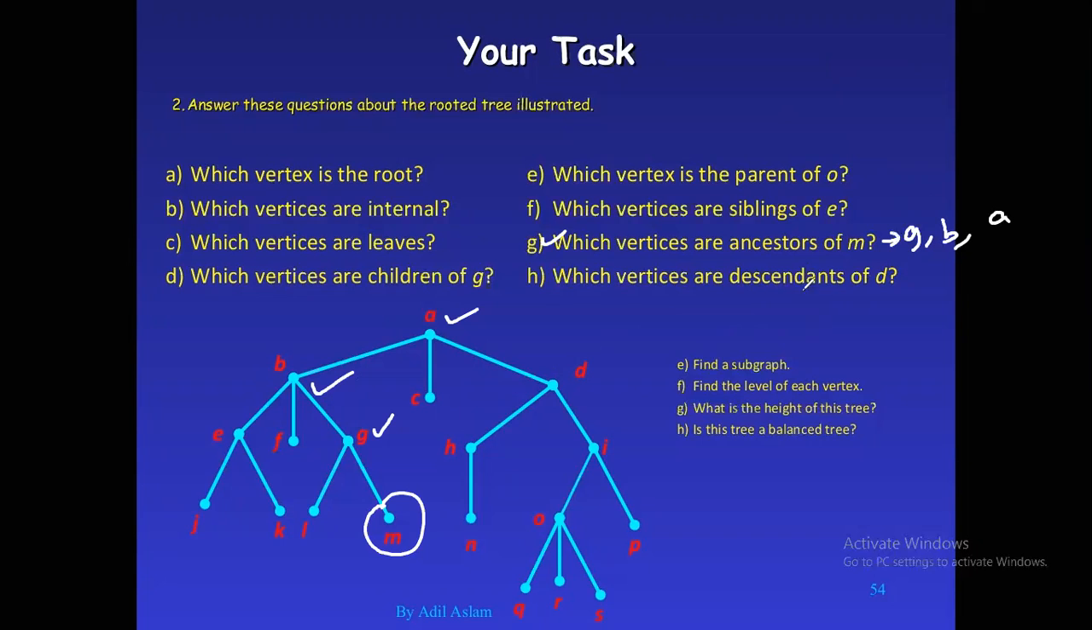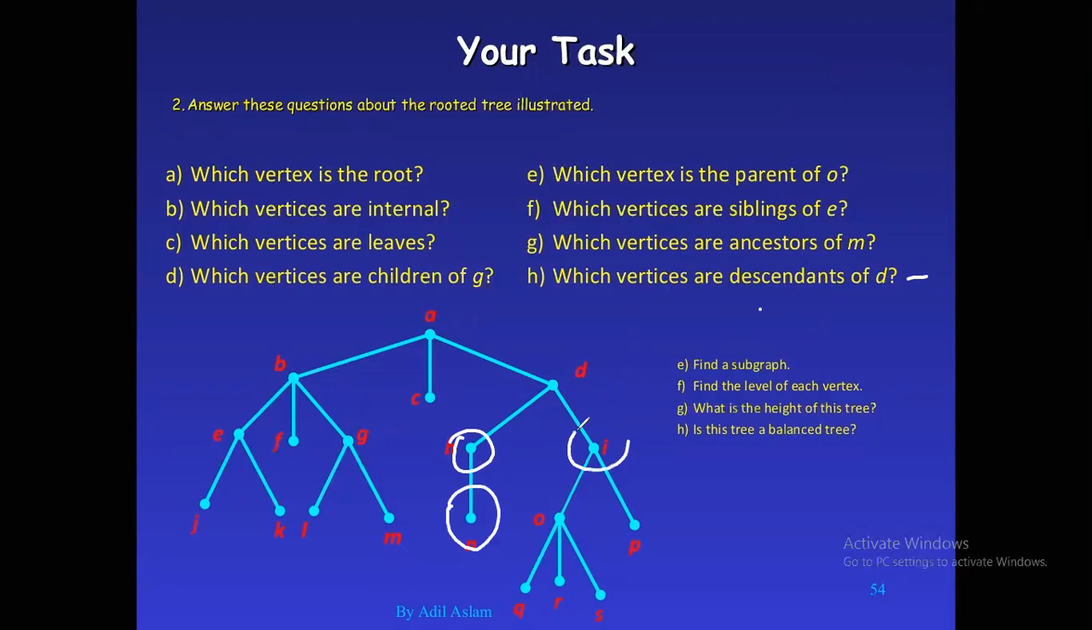Which vertices are the descendants of D? Descendants means their children, grandchildren, and so on. Descendants of G means H, N, I, O, P, Q, R, S. These all come under descendants of G. So we discussed one question which covers all the definitions.